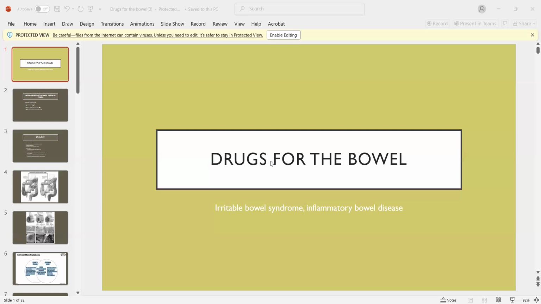There is one drug I did not talk about that I should talk about because it's now becoming one of the standard treatments, and that's a drug called vedolizumab. This is a drug that goes by the name Entyvio.